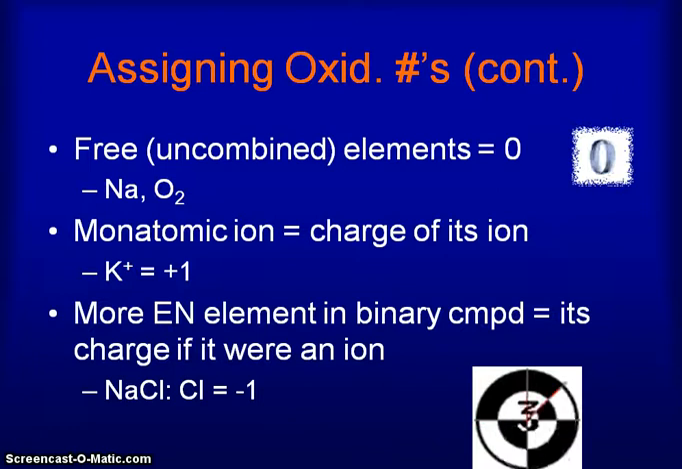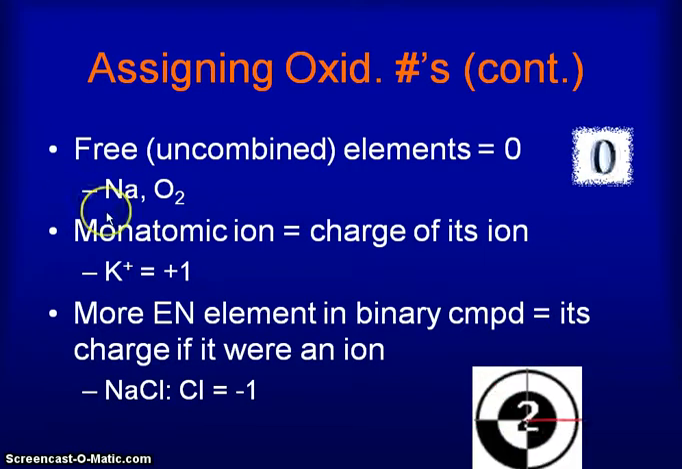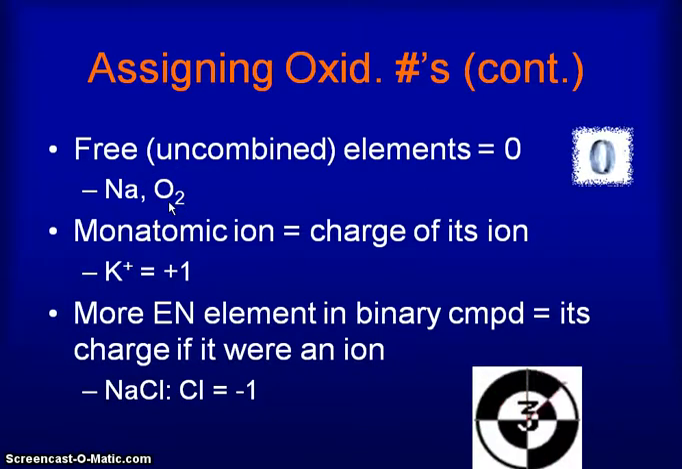Now, here are some rules for assigning oxidation numbers. Any free element, which means that they're uncombined with other types of elements, is automatically assigned a 0 oxidation number. So like sodium metal is just a 0. O2, well, it's not combined with any other type of element, so we're giving it a 0 oxidation number. Any monatomic ion is going to be the same as the charge on its ion, so K+, that's going to be a +1 oxidation number.